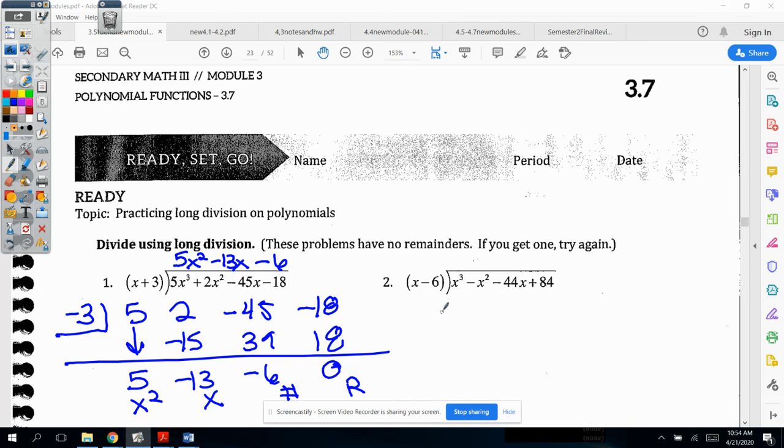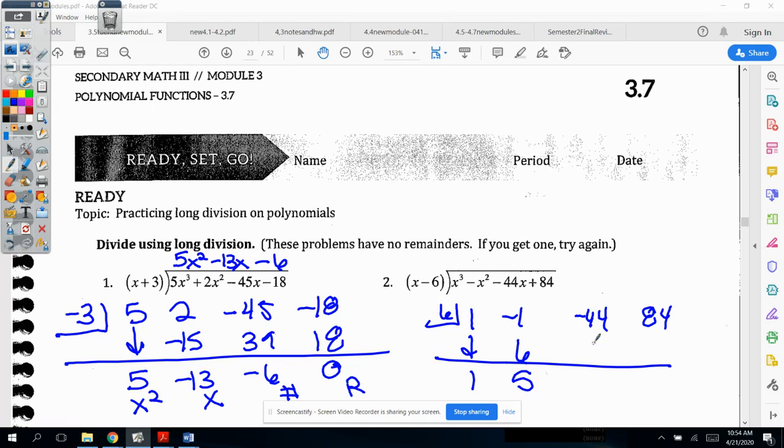Okay, on this guy, if we put the 6 in the box to do the opposite of the constant and all the coefficients, you skip a line and drop a line and you party. You multiply, you add, you multiply, you add, you multiply.